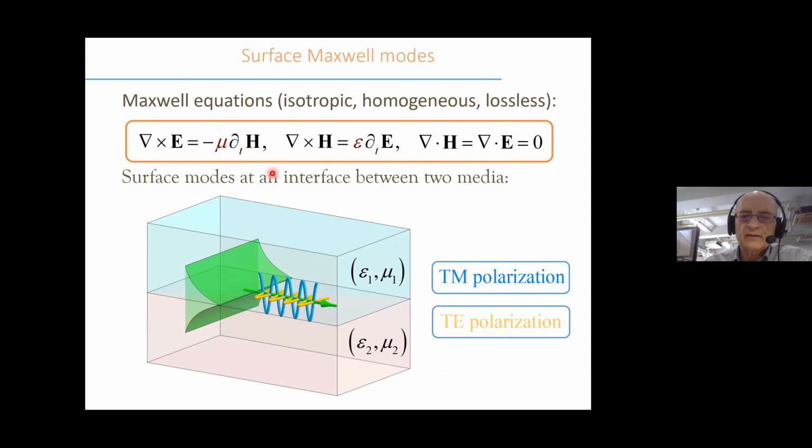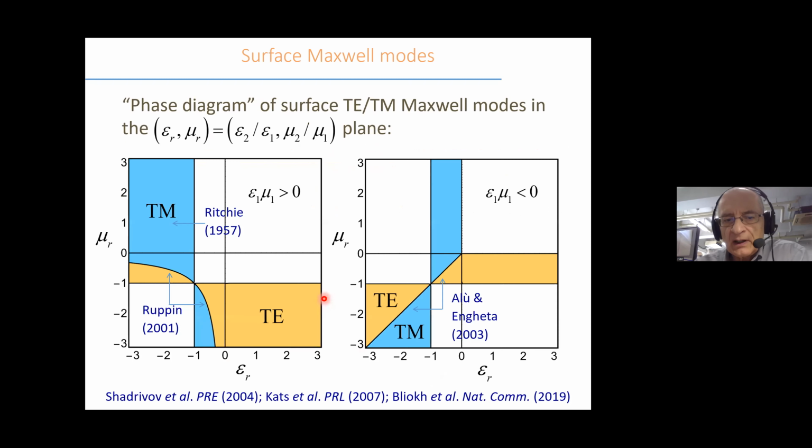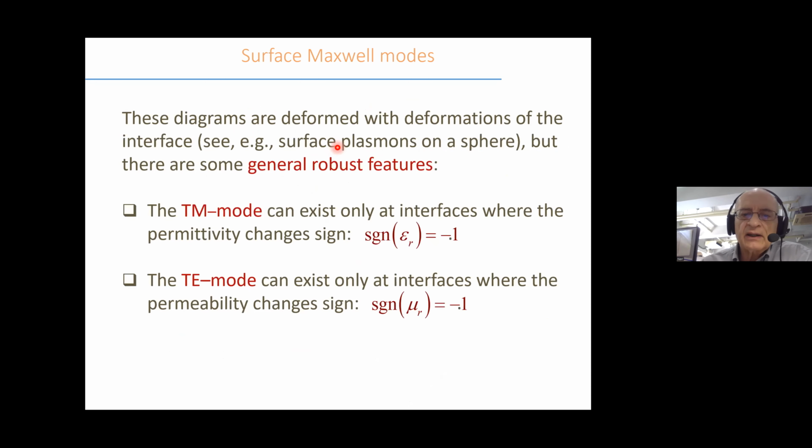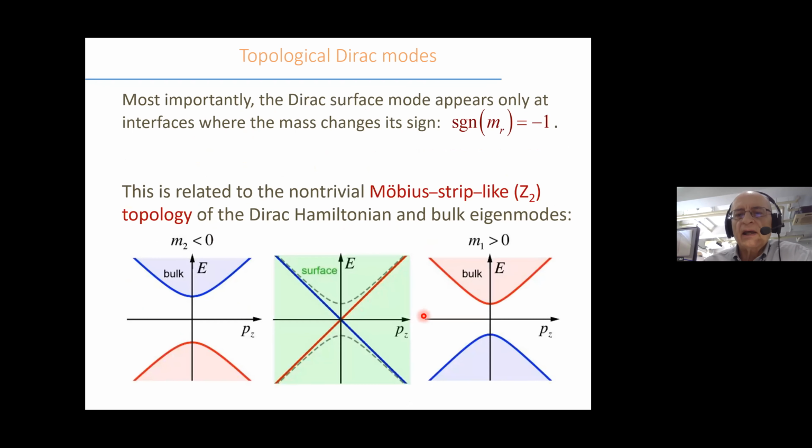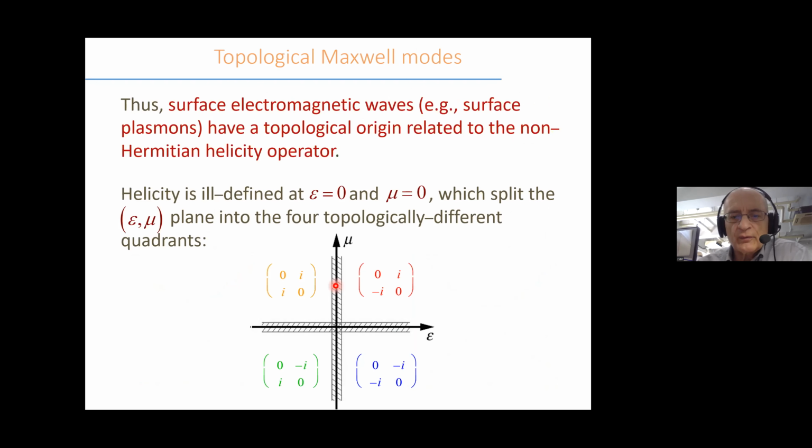This describes the medium. We're looking at the surface modes. And then we look at the phase diagram of these surface TE and TM Maxwell modes in this plane here, epsilon 2, epsilon 1, mu 2, mu 1. And then we found that the key was the change of sign of epsilon and mu. And then we thought, hey, wait a moment. This is similar to the Dirac case. They're looking at the sign, the difference of the mass changing from positive to negative, and you get the surface states. So therefore, we start studying the surface electromagnetic waves of topological origin related to the non-Hermitian helicity operator.